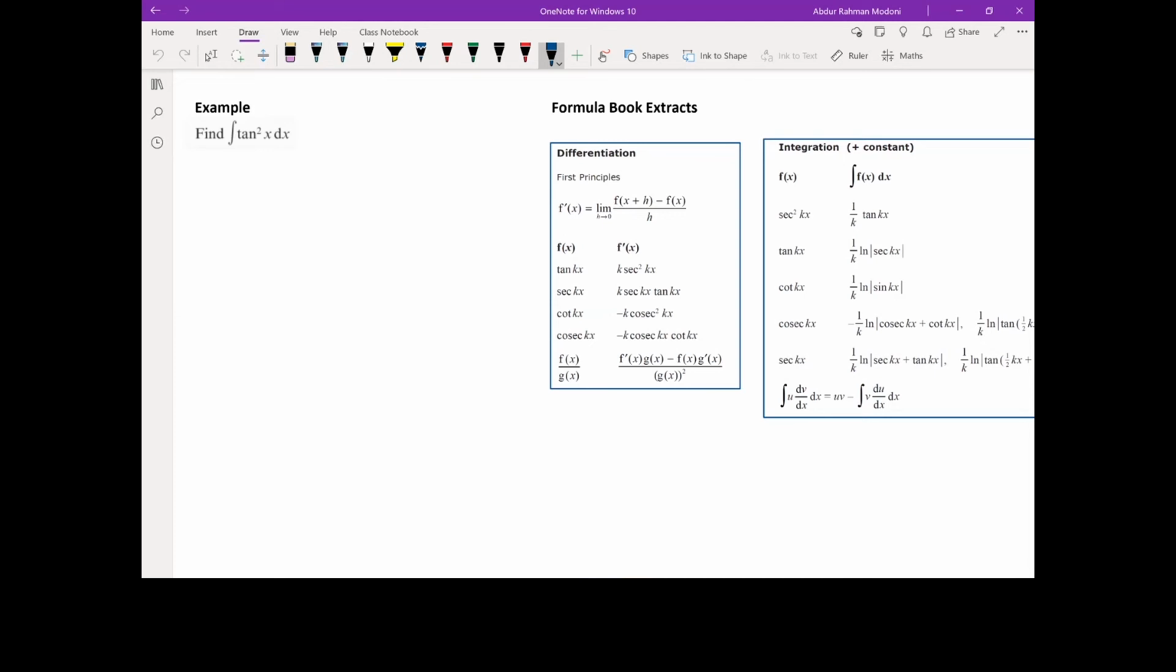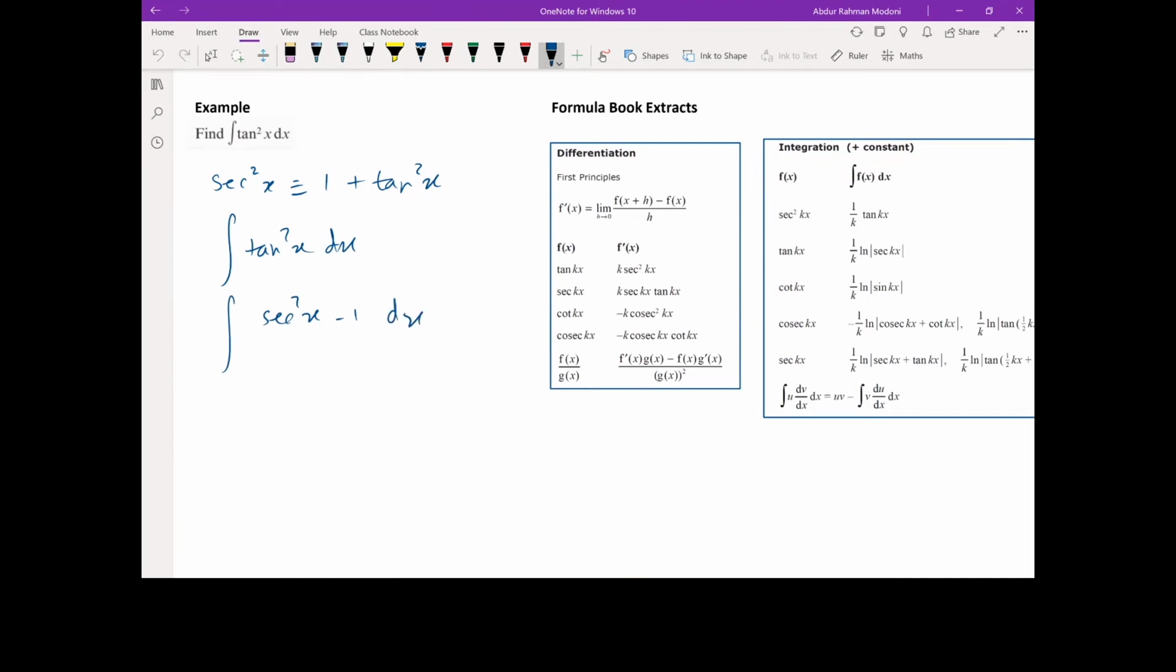So I'm going to think about what identities we know that relate tan squared to another trig function. One of the identities is sec squared x is equal to 1 plus tan squared x, so I'll write that down. Let's use that identity. Rearranging it, tan squared becomes sec squared x minus 1. So the integral of tan squared x dx becomes the integral of sec squared x minus 1.